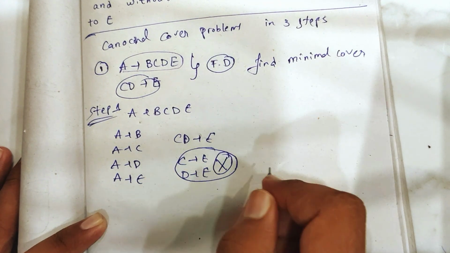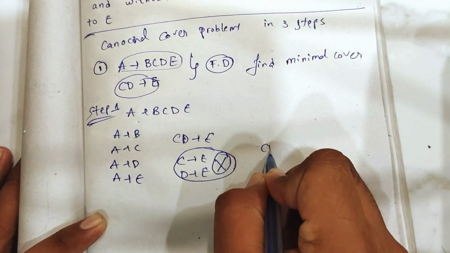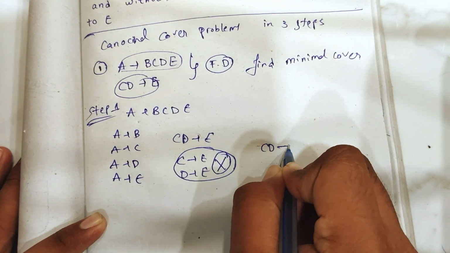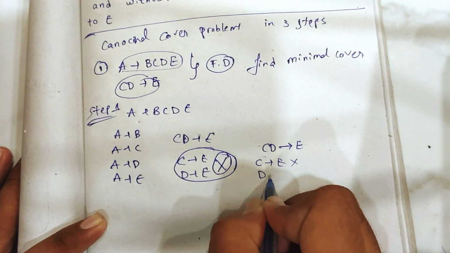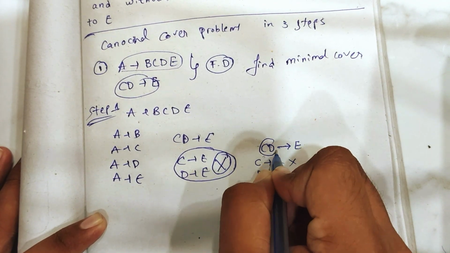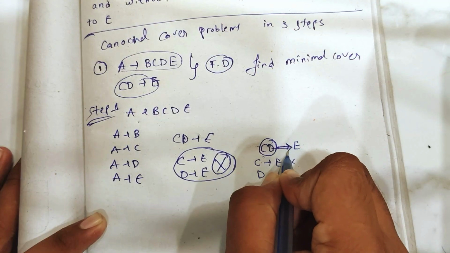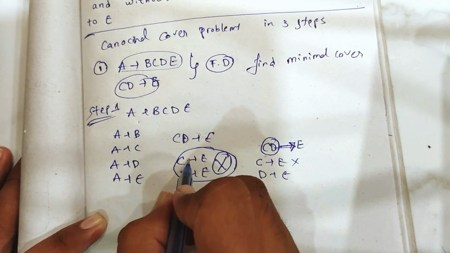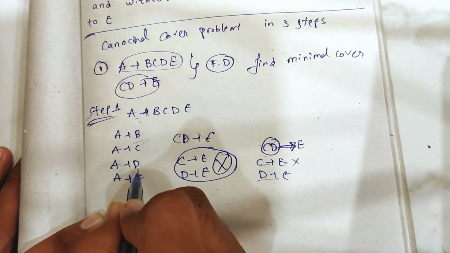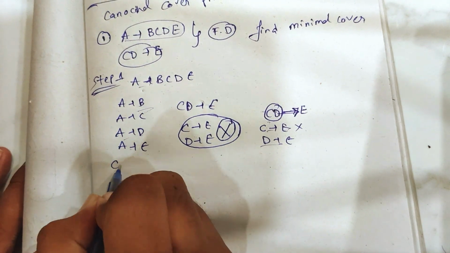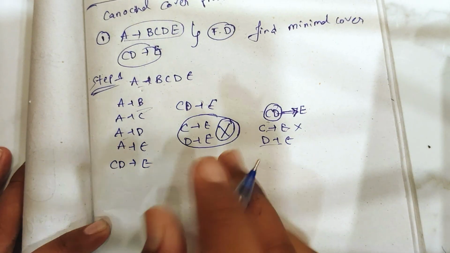We can't write like this because here CD is feeding E. Not C alone is feeding E, not D alone is feeding E. Both C and D together can feed E. So we can't write C to E or D to E, but we can write A to B, A to C, A to D, A to E, and we can write C D to E. So this is step 1.